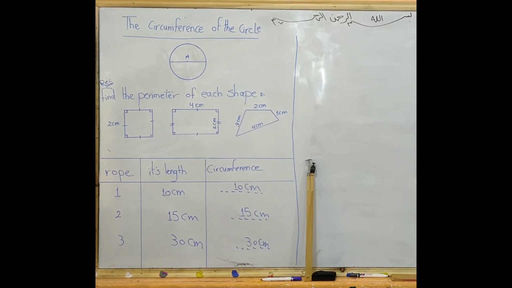Today I will explain lesson 5 in Unit 3 about the circumference of the circle. Let us remember what we know about the circle. Number 1, we use the compass to draw the circle.